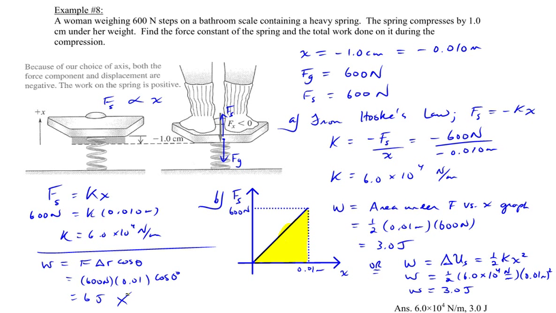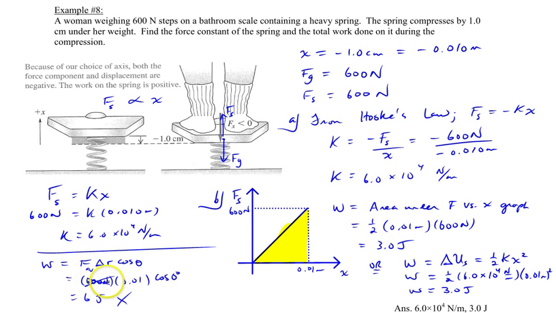The reason is that when she starts to step onto the scale, the spring scale is being compressed from 0 to 0.01 meters, and it's not a constant force acting. Yes, her weight is constant, but as the spring is being more and more compressed, there's more and more force. So really, if you were going to take this approach, you should be using the average force.